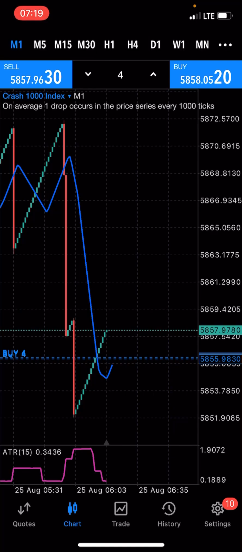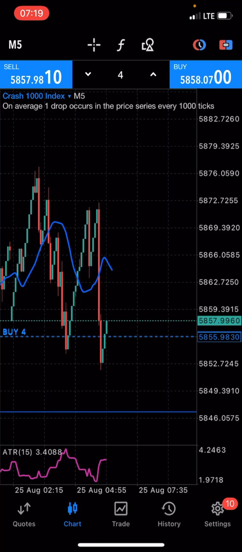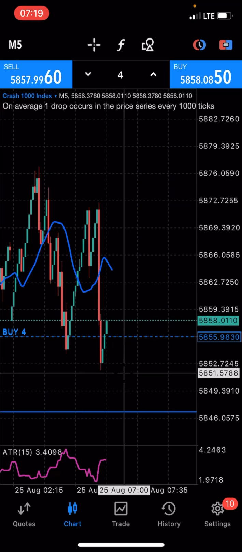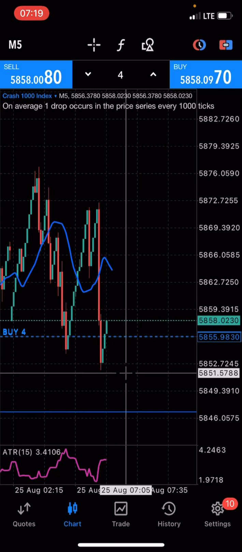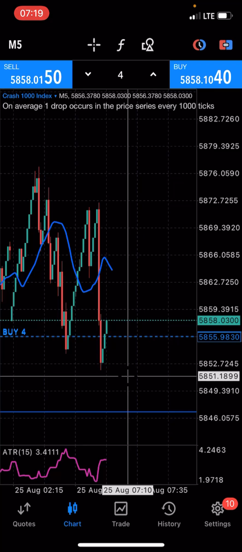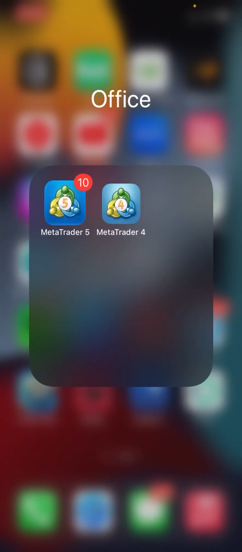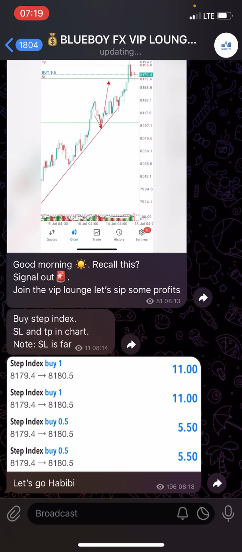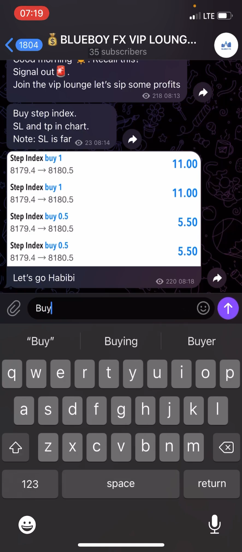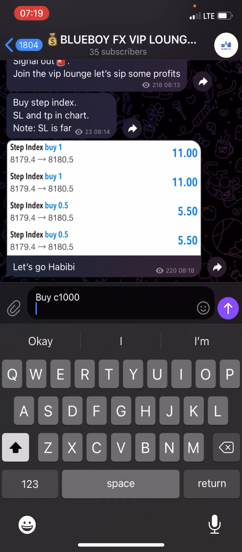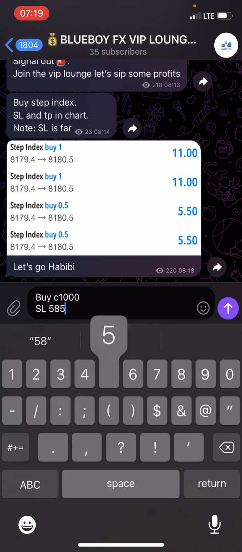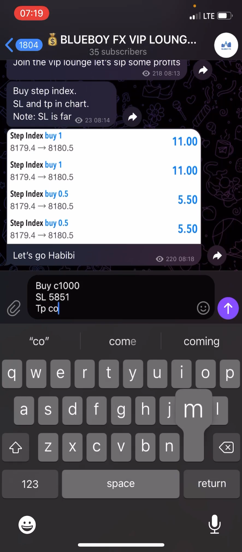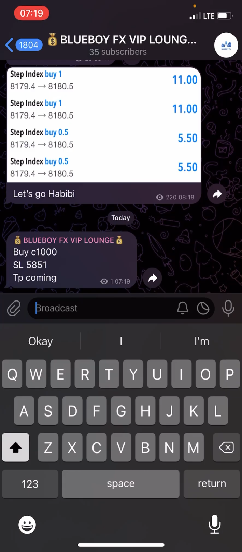So here is going to be our SL. We're putting our SL around this region, so I'll put it at 5851. Let's go to Telegram and share the good news, okay? Let's buy the Crash 1000, SL 5851, and we're going to leave the TP. TP will be coming. So now we share that.